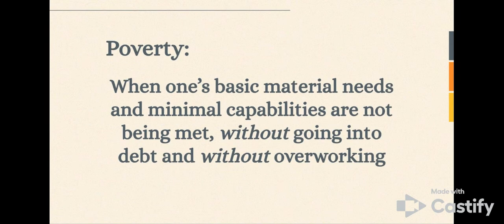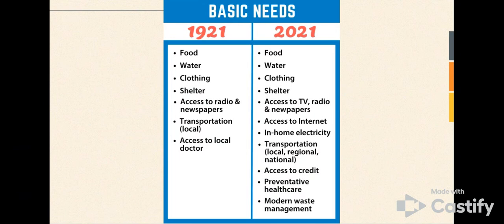We define poverty as the following. When one's basic material needs and minimal capabilities are not being met, without going into debt and without being overworked. People need a minimum amount of material goods to be comfortable, clean, and healthy, and this includes the classic food, clothes, shelter, and utility, FCSU needs. In the modern day, we need other goods to survive as a part of society, such as internet access, insurance, and sometimes a personal vehicle. One should have the ability to obtain these goods without going into debt.